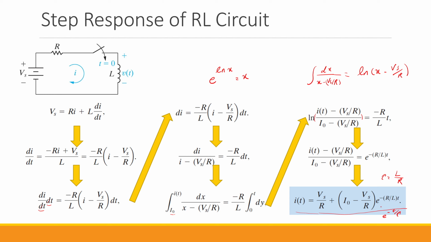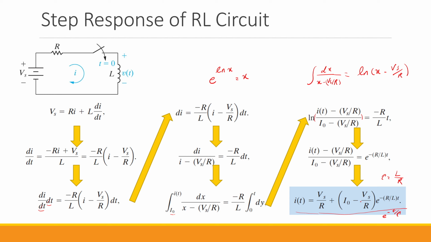The other thing that you might notice here is that when the time is 0, this term is going to be 1. E to the exponent of 0 is 1, which means that I at time 0 is going to be I0, and this is actually what we have provided before. So we have Vs over R plus I0 minus Vs over R, and this is 1. So these two, Vs over R and minus Vs over R, they get cancelled out. So what we're left with is simply I subscript 0.